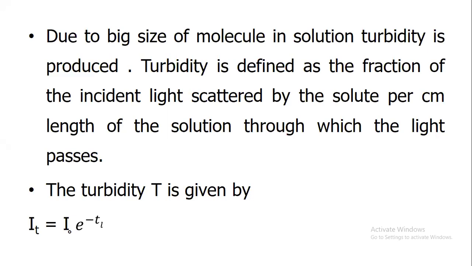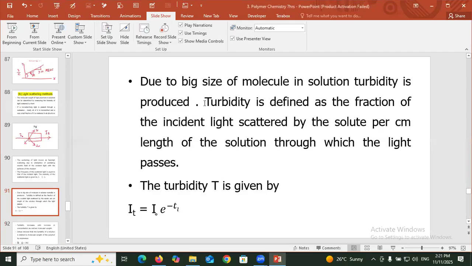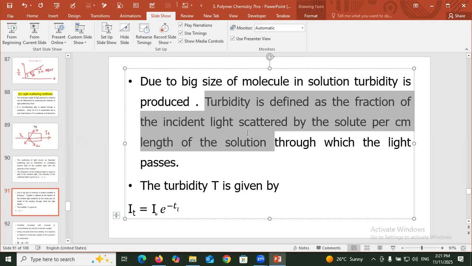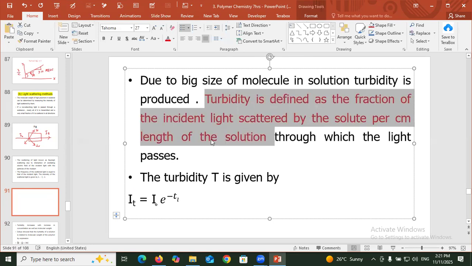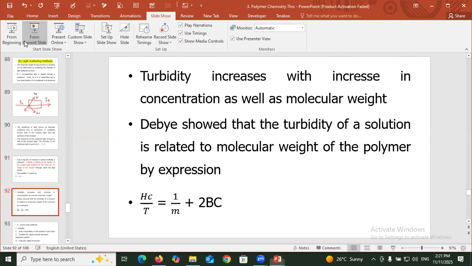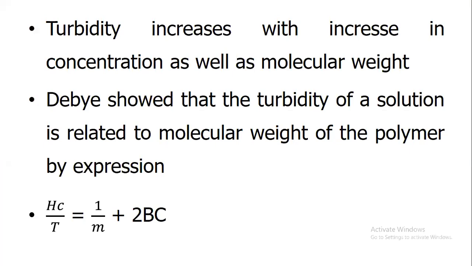Turbidity is defined as the fraction of the incident light scattered by the solution per cm length through which the light passes. The turbidity tau is given by I T equals I naught e to the power minus tau L. Turbidity increases with increase in the concentration as well as molecular weight.